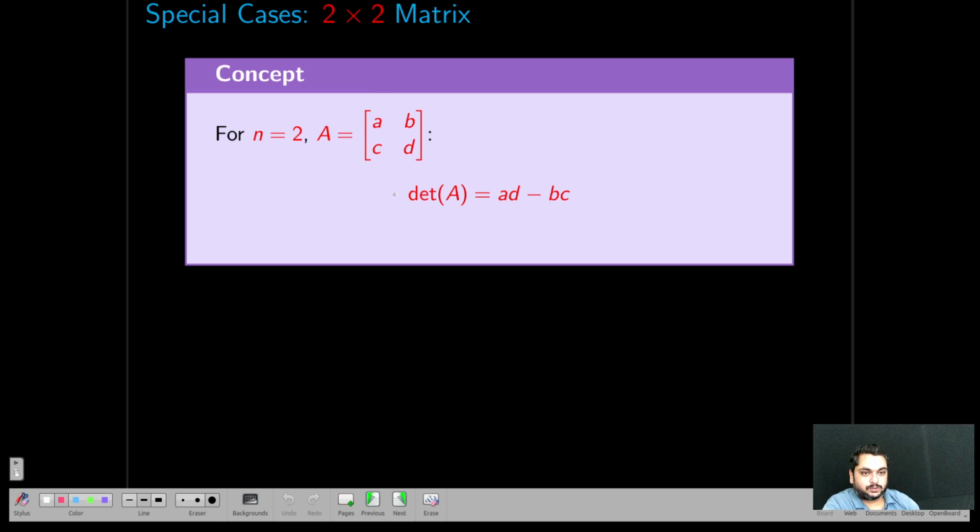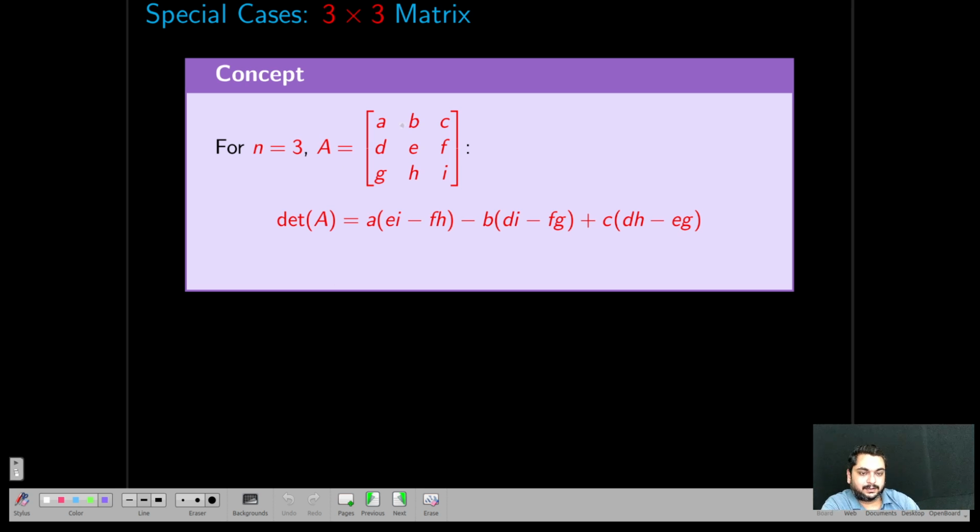Next, matrices of 2 cross 2. In a 2 cross 2 matrix, I can get only one cofactor. If I select this row, I cannot ignore it, and I will not get n minus 1 by n minus 1. So directly you can write AD minus BC.